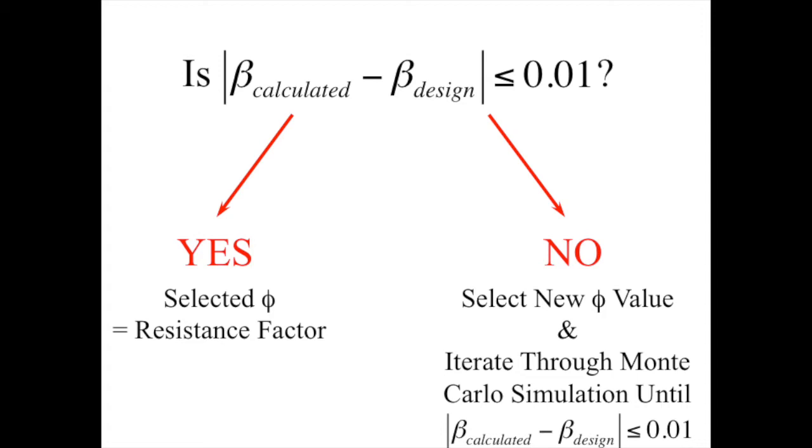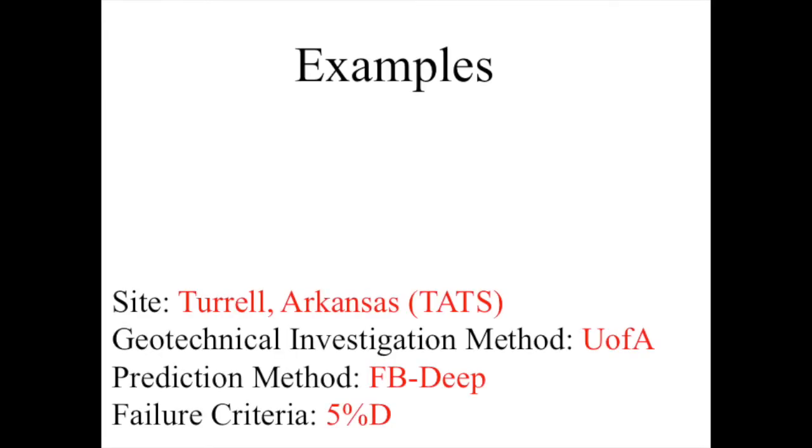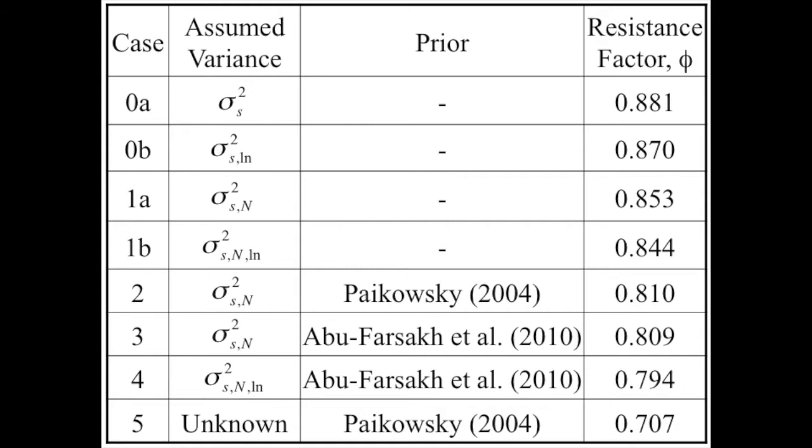If the calculated reliability index was not equal to the previously selected reliability index, then a new resistance factor was selected and the Monte Carlo procedure was repeated until the calculated value of reliability index matched the selected value of reliability index. Examples of how resistance factors were calculated will now be presented in an effort to help the TRC 1204 subcommittee fully understand the procedures that were utilized. A total of 8 cases will be presented. These are just a few of the cases that were evaluated for the TRC 1204 project. The documentation and results from the other cases are presented in the final report.